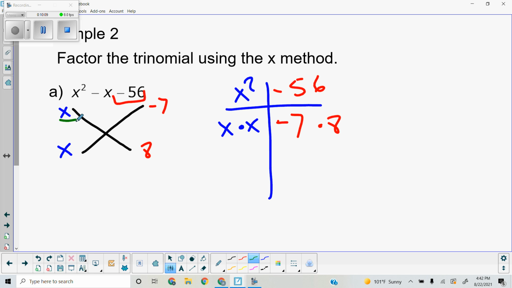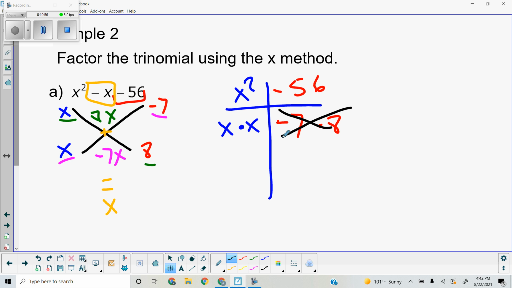So x times 8 is 8x, and x times negative 7 is negative 7x. Now if I add a positive 8x and a negative 7x, I get positive x. We wanted a negative x. So that combination doesn't work, but we're not too far off. We just needed a negative x instead of a positive x. So I'm going to try switching my signs.